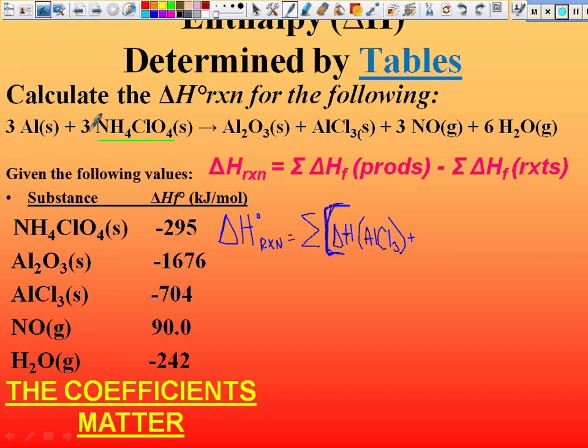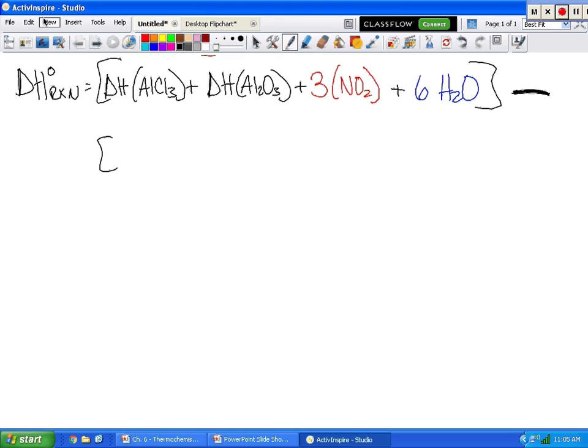All right, so here should be your products. Now, here's the deal with the products. There are two things in two different colors. Why are those things in different colors? Nope. Nope. They have coefficients. They have coefficients. Is it NO? My apologies.